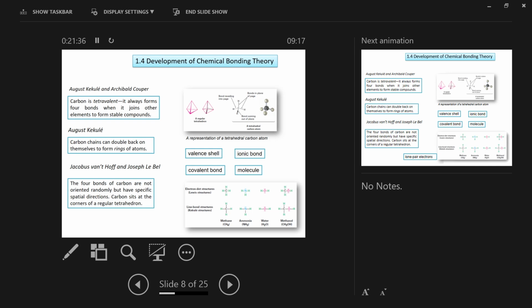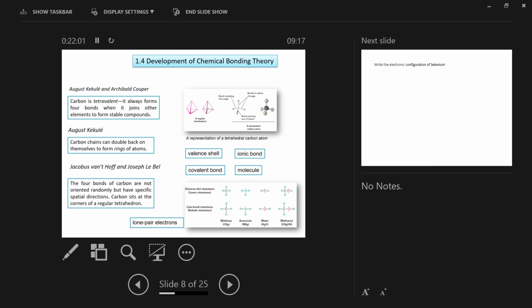Here you can see different structures of methane, ammonia, water, or methanol. Okay, and the electron dot structure: we can put the 2 dots of each electron, or we can put a line that represents a bond. Up to you.